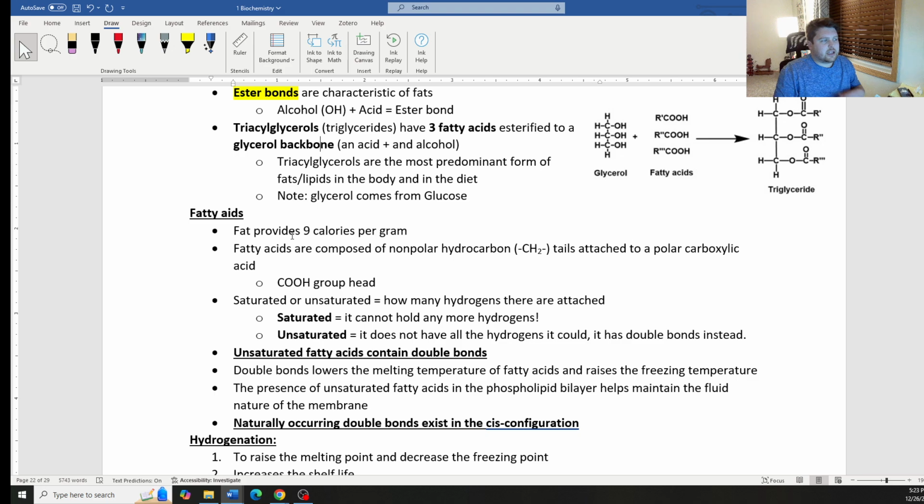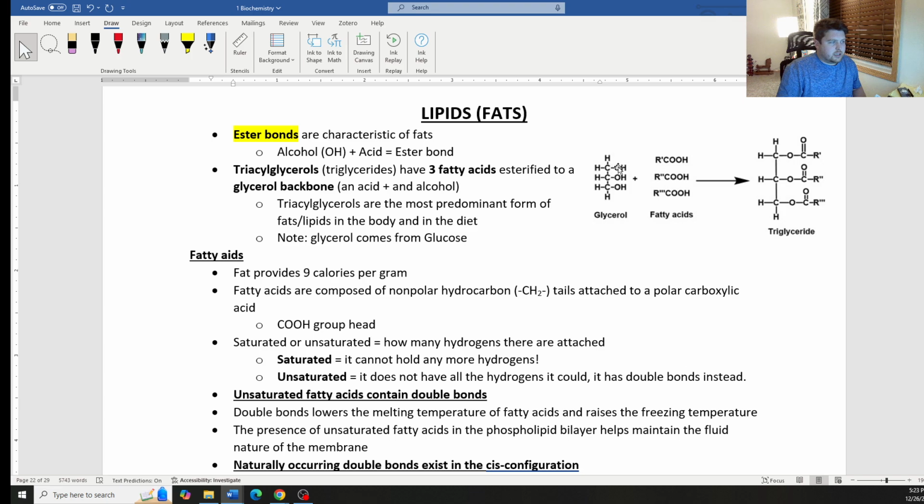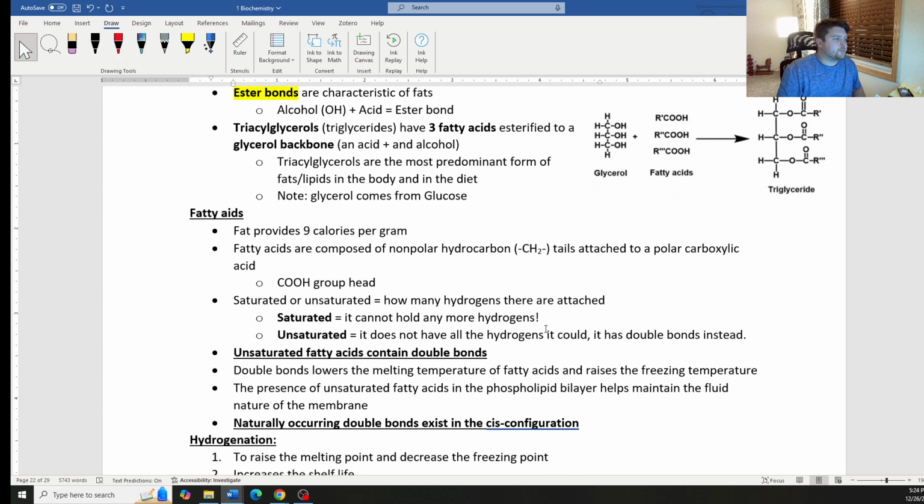So fatty acids are 9 calories per gram and roughly make up 20 to 30% of a normal diet. They are composed of non-polar hydrocarbon tails attached to a polar carboxylic acid. That's the C double bond OH right there.